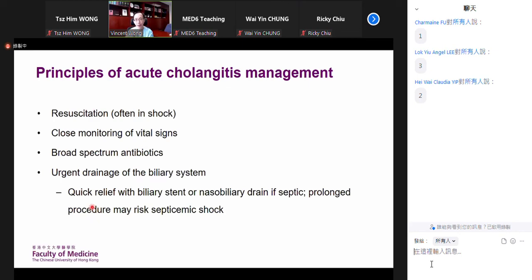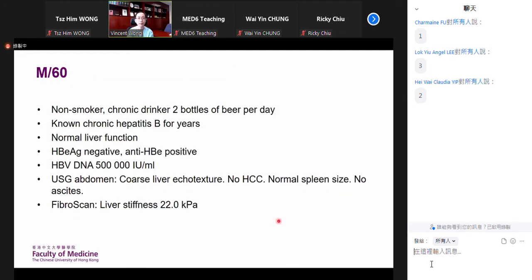Usually in the acute situation, we try not to perform a prolonged procedure to do sphincterotomy, clear all the stones, because a prolonged procedure may risk further septicemic shock, particularly if you inject a lot of contrast, resulting in a backflow of the bacterial toxin. And therefore, our primary aim is to achieve quick relief of the biliary obstruction. This can be achieved through ERCP by inserting a biliary stent or a nasobiliary drain.